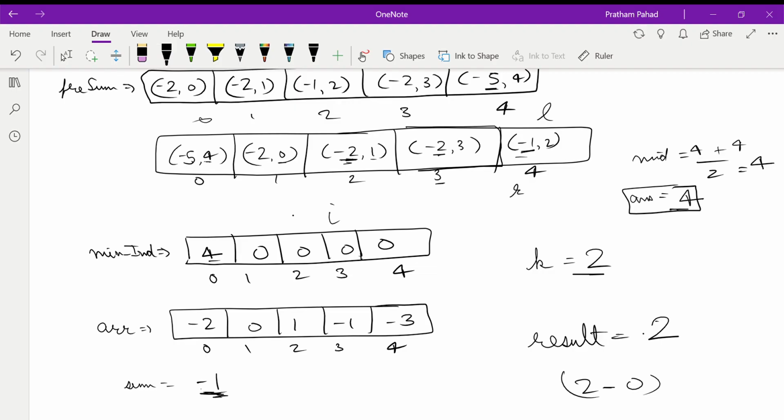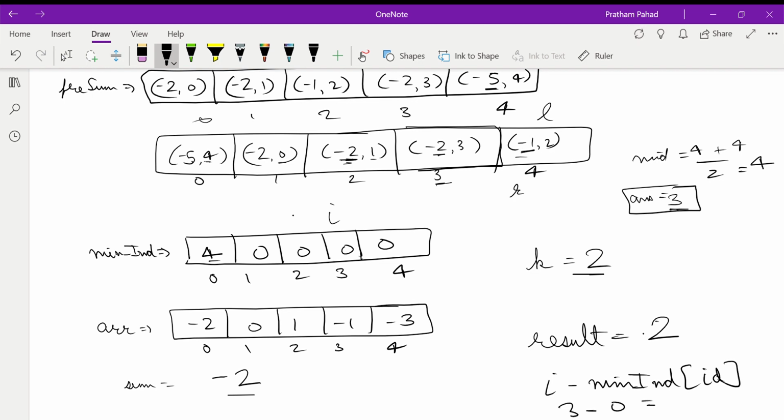Now when your i will come here, again your sum will be updated to minus 2. For minus 2 you are going to get the answer as 3. We have calculated previously also that for sum equals minus 2 we are going to get the index 3. So we'll do 3 minus 0, the index. i minus minimum index of id. This id we are getting from binary search. So what is i? 3 minus minimum index of this id 3 is 0. So currently our sum is 3. We'll update the max.